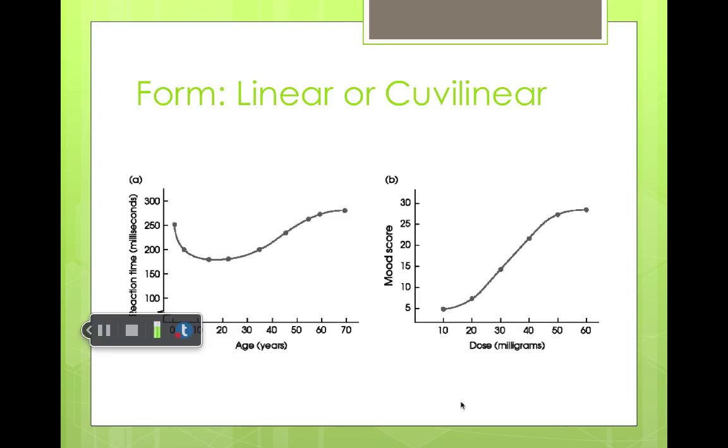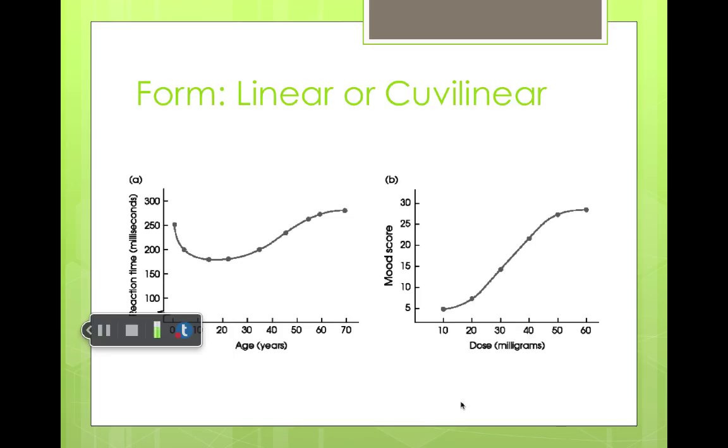And then as we age, our reaction time gets slower again, where by the time we get to be 60 or 70 or 80 years old, it may be as slow as a toddler again. So that's a curvilinear relationship. The one on the right shows a different type of curvilinear relationship.